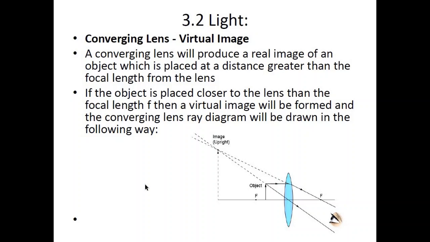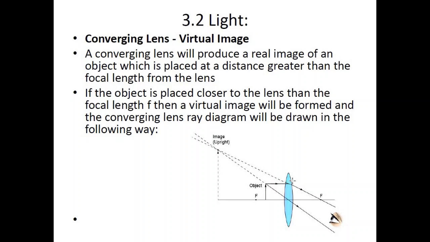We can use a converging lens to form a virtual image as well. A converging lens will produce a real image of an object which is placed at a distance greater than the focal length from the lens. If the object is placed closer to the lens than the focal length, meaning if the object is placed before the focal length, then a virtual image will be formed and the converging lens ray diagram will be drawn this way. Here is the object.